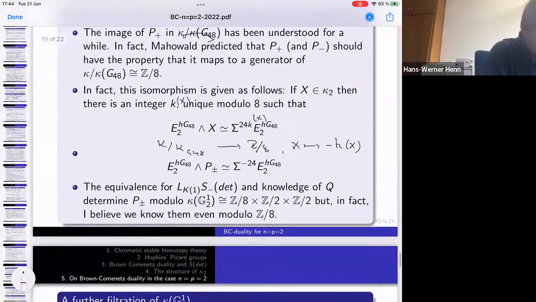that determines P plus minus modulo the subgroup kappa G21, which is isomorphic to C mod 8 cross C mod 2 cross C mod 2. But in fact, I believe we know them even modulo C mod 8. I say believe because this is an idea which occurred to me yesterday when preparing this talk. I did discuss it with Paul. It seems to stand up, but this is certainly not documented yet, not even in rough form.